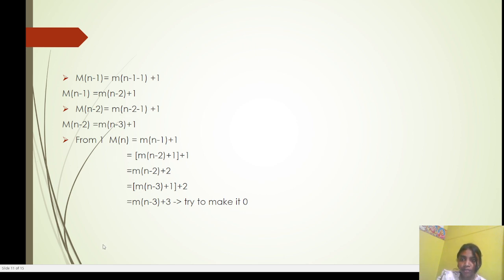Why do we use the backward substitution way? We find n minus 1 and n minus 2 and substitute them into the original equation, for the first equation m of n is equal to m of n minus 1 plus 1. So it is called the backward substitution method.